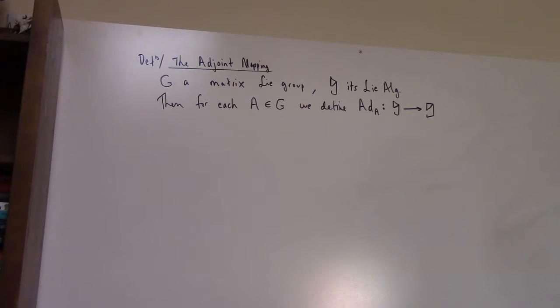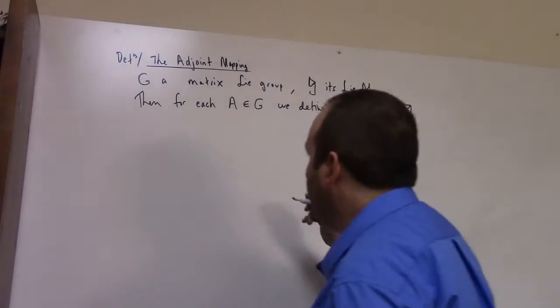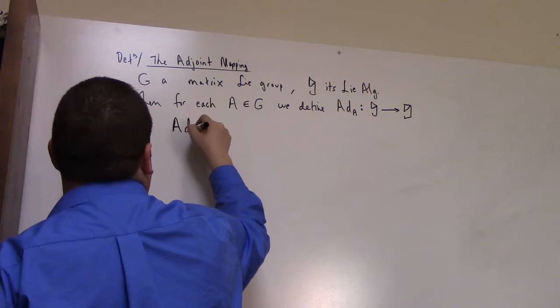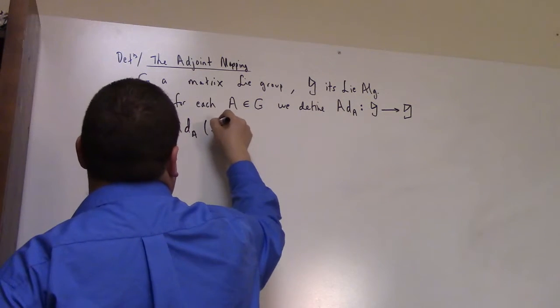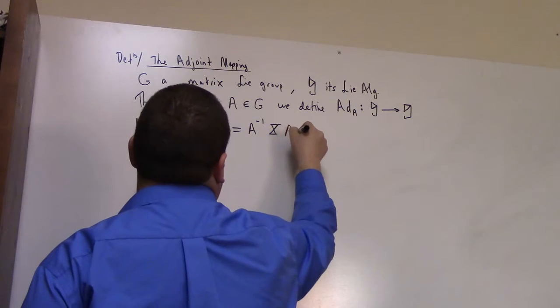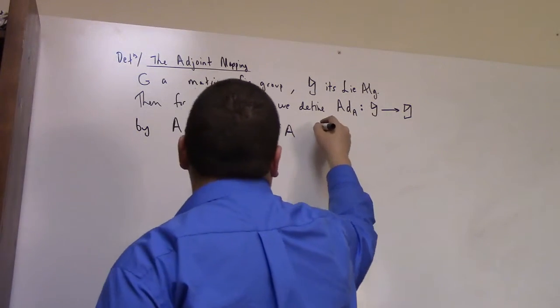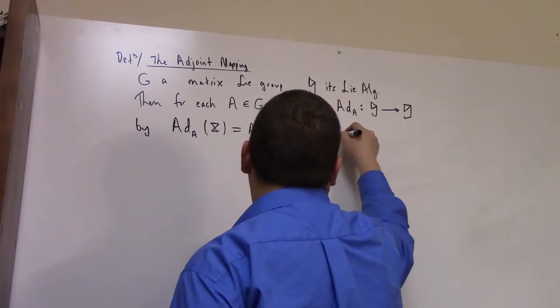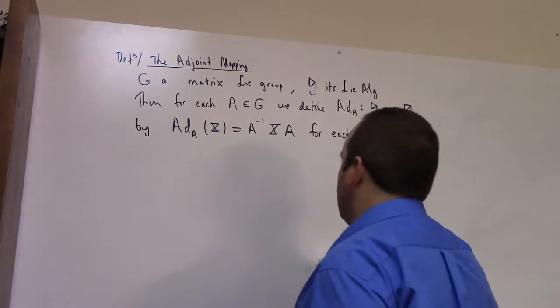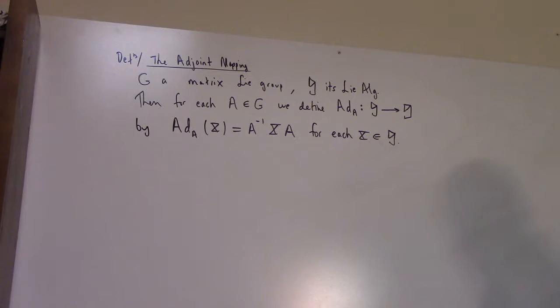And the formula that it's defined by is basically conjugation by A. So Ad A of X is equal to A inverse X A, for each X in frak G.